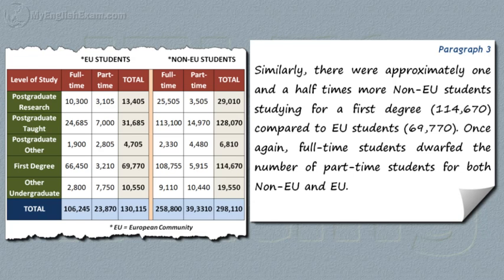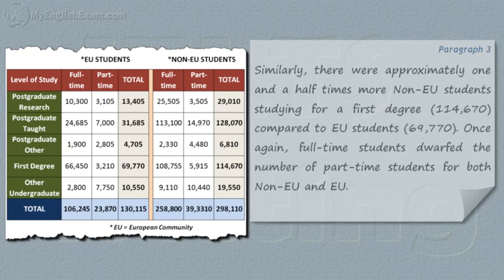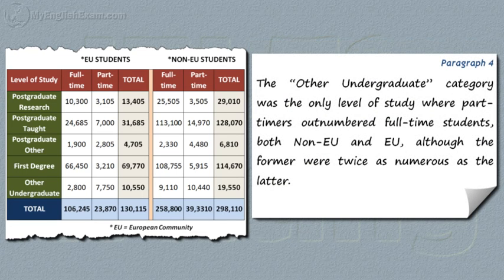Similarly, there were approximately 1.5 times more non-EU students studying for a first degree, 114,670 compared to EU students, 69,770. Once again, full-time students dwarfed the number of part-time students for both non-EU and EU. The other undergraduate category was the only level of study where part-timers outnumbered full-time students, both non-EU and EU, although the former were twice as numerous as the latter.